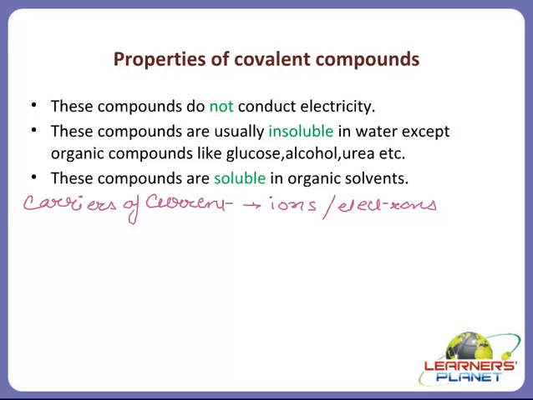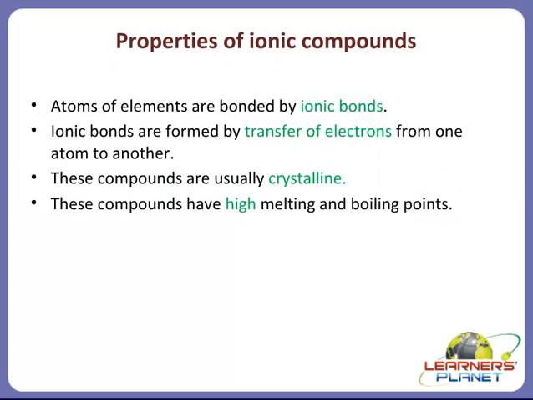Organic solvents like, what are organic solvents? Like benzene, right? Benzene is an organic solvent. C6H6, benzene. Toluene, these are all what? Organic solvents. Right, children? Now let's take up some of the properties of ionic compounds.